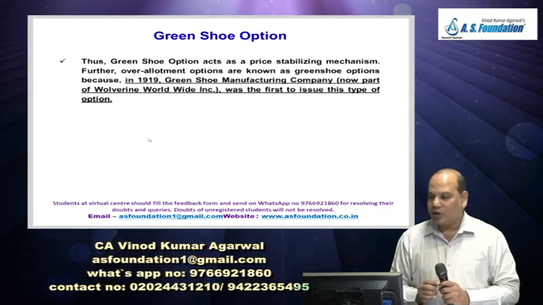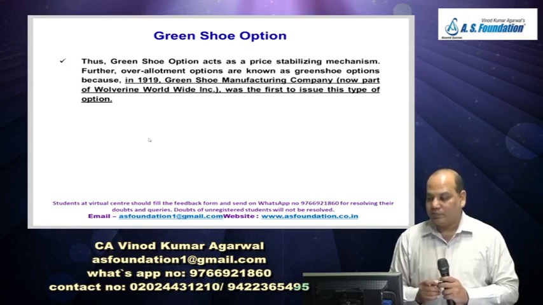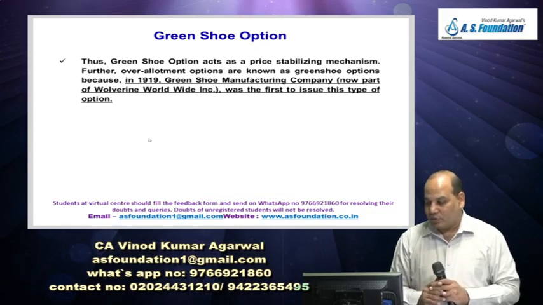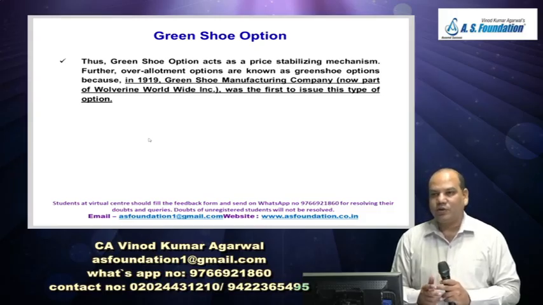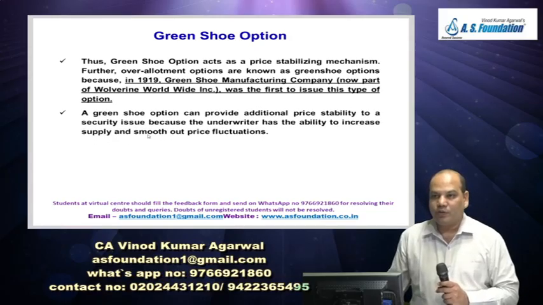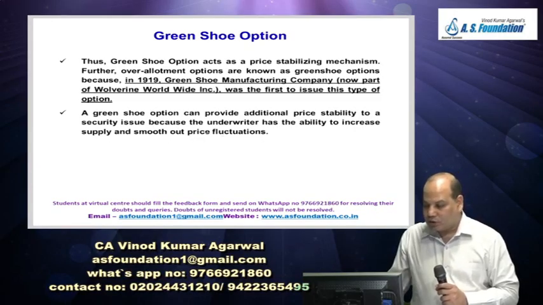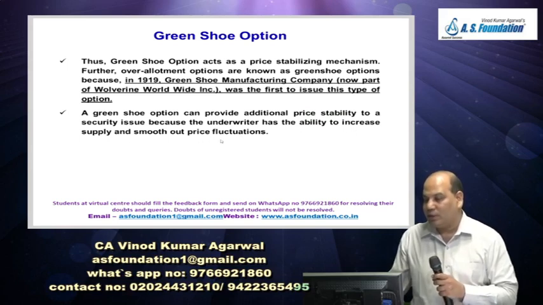The greenshoe option acts as a price stabilizing mechanism. Further, over allotment options are known as greenshoe options because in 1919, long back, Greenshoe Manufacturing Company, this was the name, now it is a part of Wolverine Worldwide Inc., was the first to issue this type of option. A greenshoe option can provide additional price stability to a security issue because the underwriter has the ability to increase supply and smooth out the price fluctuation.